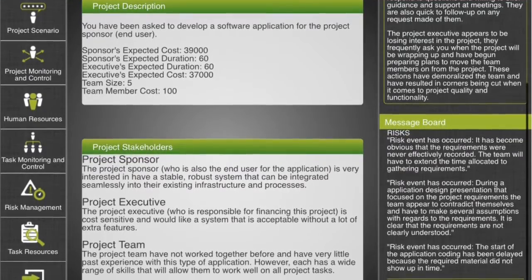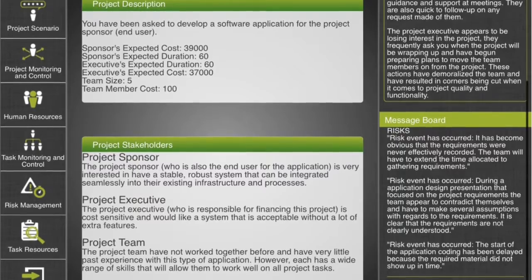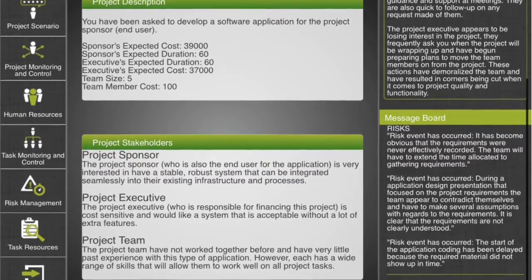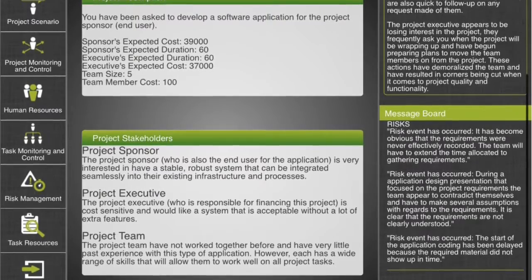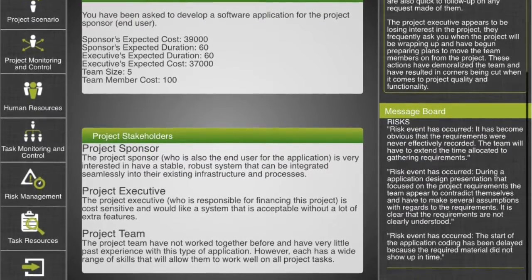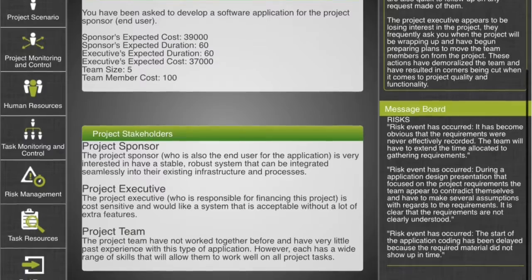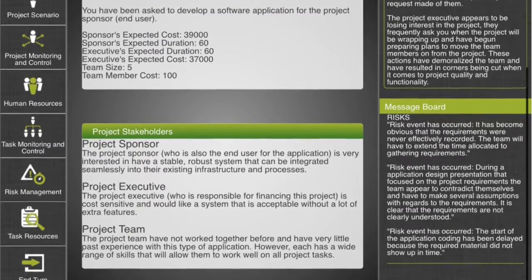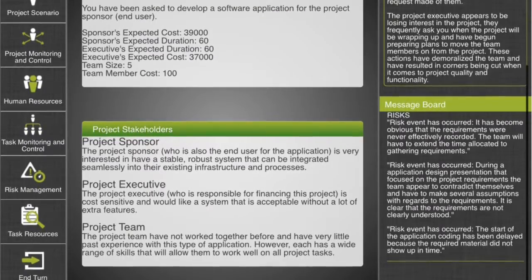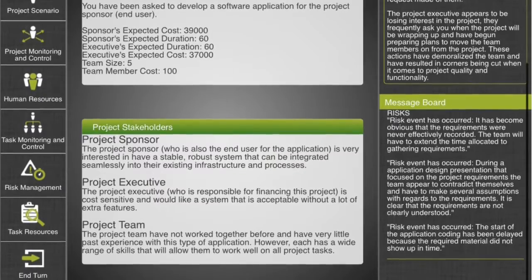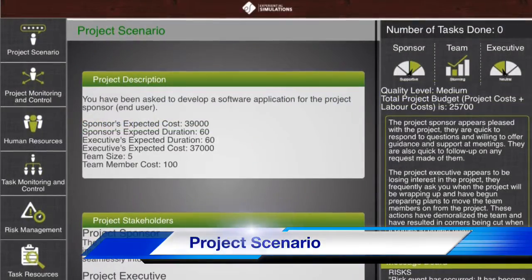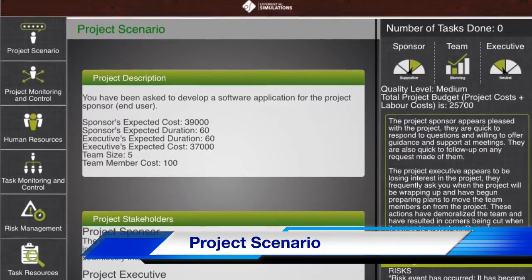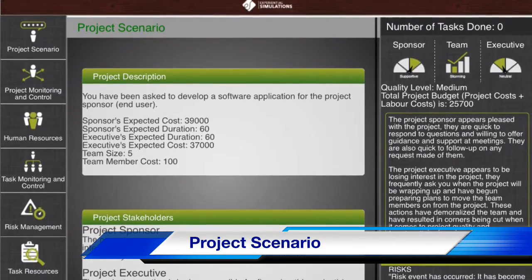At the end of the game, a final score is computed, which is a composite of many elements, including cost, schedule, stakeholder sentiment, and risk management. Upon pressing the End Turn button, the simulation will determine which tasks are complete and which risks have occurred. During each turn, note in the top right corner how many tasks have been completed, the stakeholder sentiment and messages, and which risks have occurred.